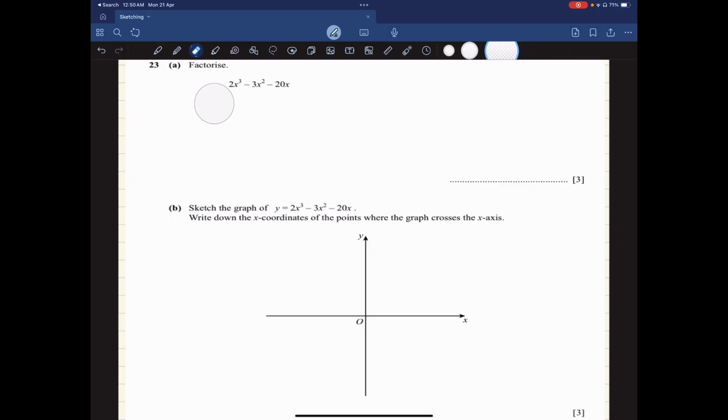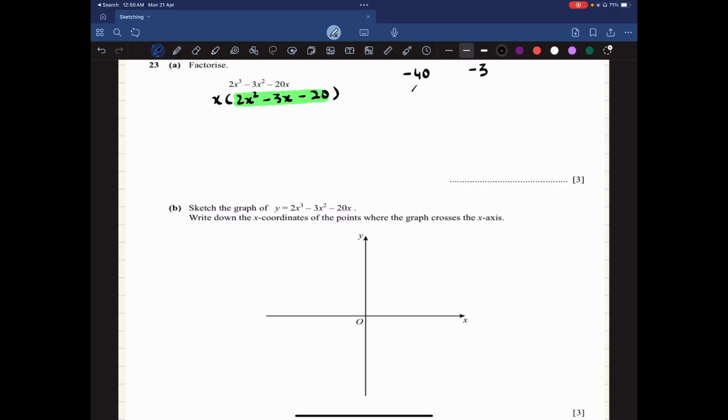Let's take x common. So we will have 2x squared minus 3x minus 20. So now in the bracket we have a quadratic expression. We are going to solve it just like we solve quadratic equations. So we are going to do middle term breaking. By multiplying 20 and 2, we get negative 40, and after adding or subtracting, it should be negative 3.